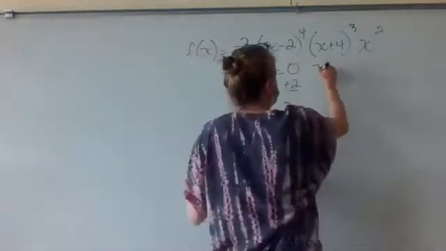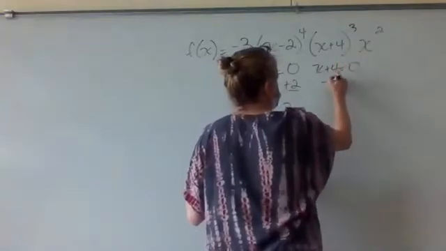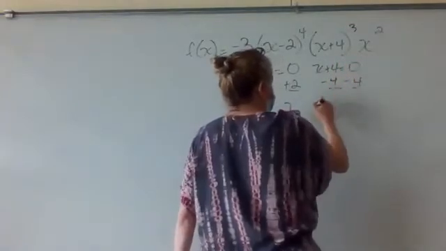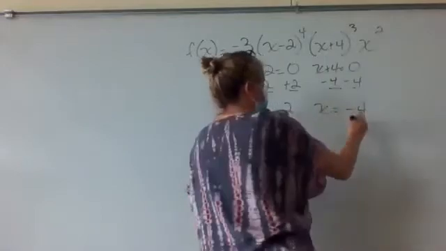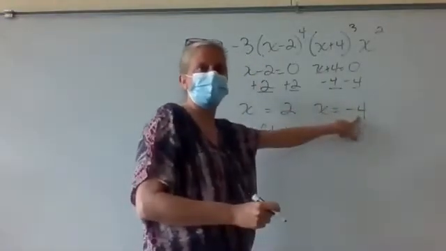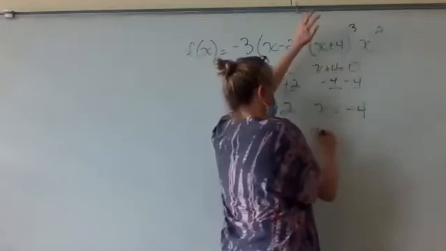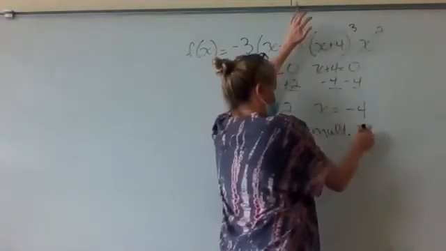Solve this one for x. So x plus 4 equals 0. So subtract the 4's from both sides to get x equals -4. So there's another 0 at -4. Its multiplicity is 3.